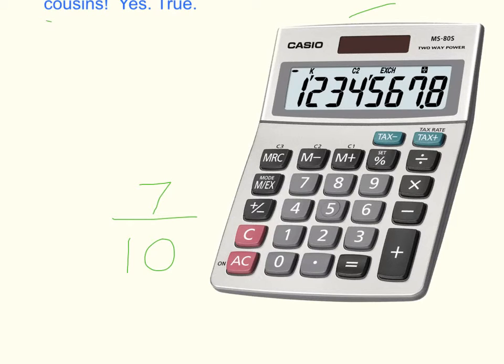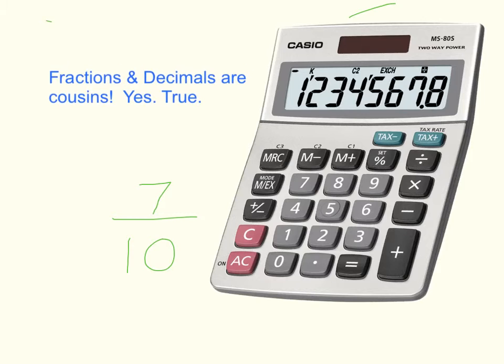So what's the moral of the story? Well, here it is. Fractions and decimals are cousins. Yes, true.